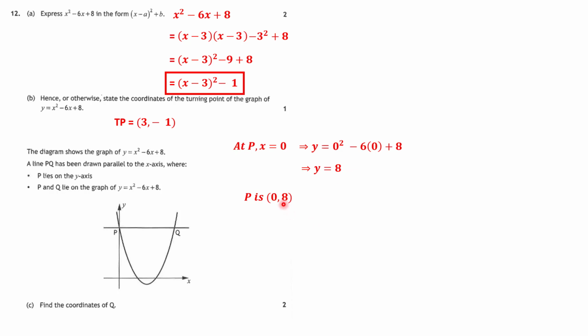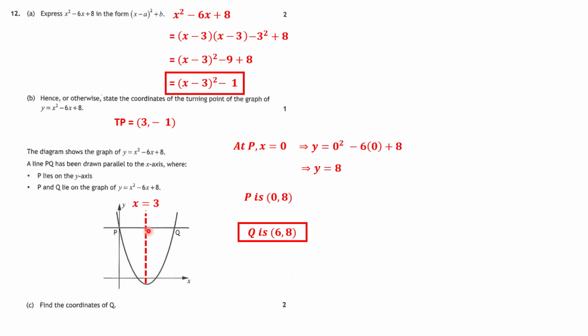Now, there's a number of ways you can get the next one, but the quickest way to do it is to just draw the line of symmetry. We know the turning point was 3, negative 1, so we're coming from the origin, we're coming 3 across, so we can say that the equation of the line of symmetry is x equals 3. So from this point here, x equals 0, this is 3. That's also 3. So to get from P to Q, you have to go 6 to the right. So we can then say that Q is going to be 6, 8.